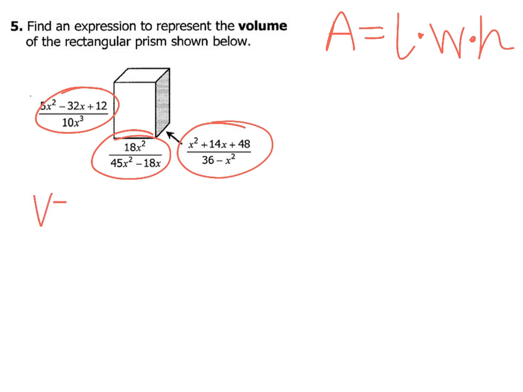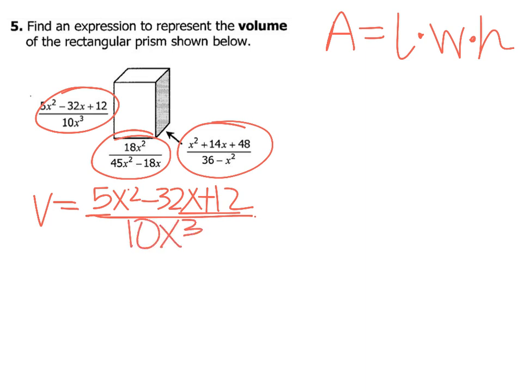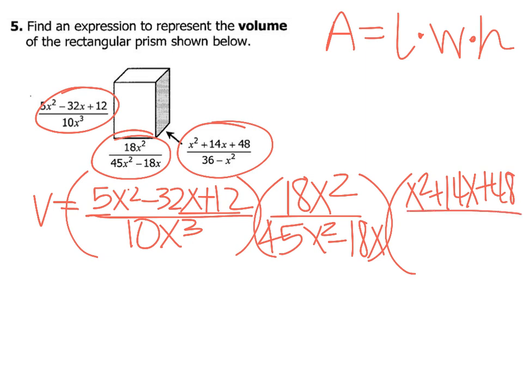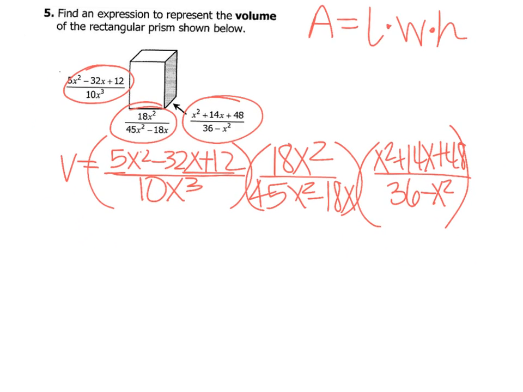So volume equals 5x squared minus 32x plus 12 over 10x to the third, times 18x squared over 45x squared minus 18x, times x squared plus 14x plus 48 over 36 minus x squared. All right, now we've got a very complex multiplication problem, multiplying rational expressions here. So take it step by step.